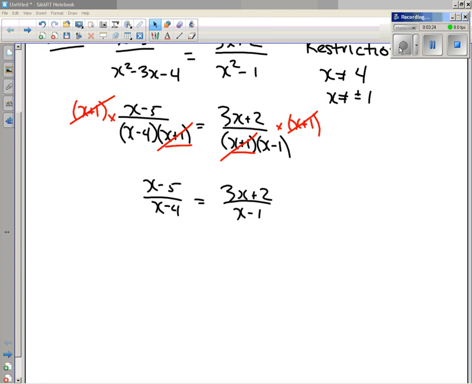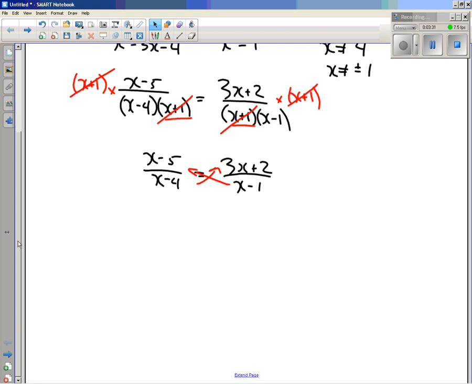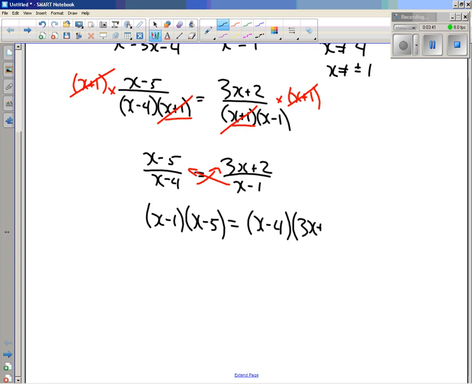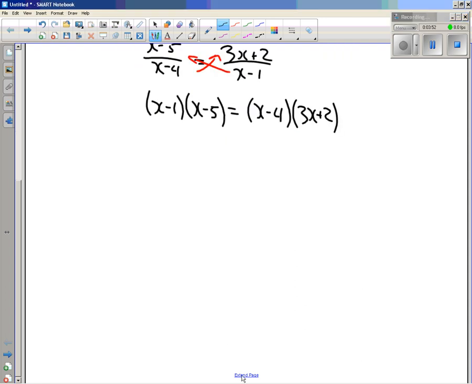So what we can do is cross multiply out our denominators. And we're going to get (x minus 1)(x minus 5) equals (x minus 4)(3x plus 2). Okay, this is as far as we can go right now without moving things over. So let's expand these out and see what we have.